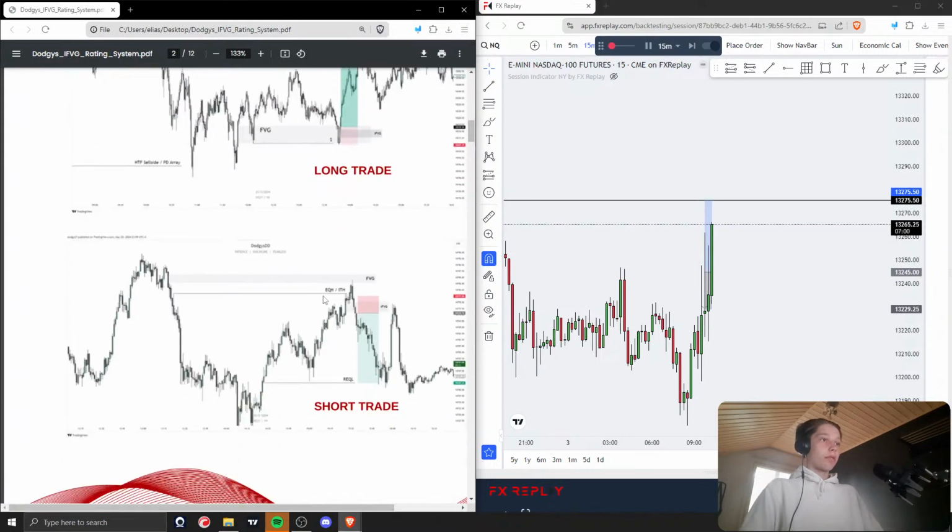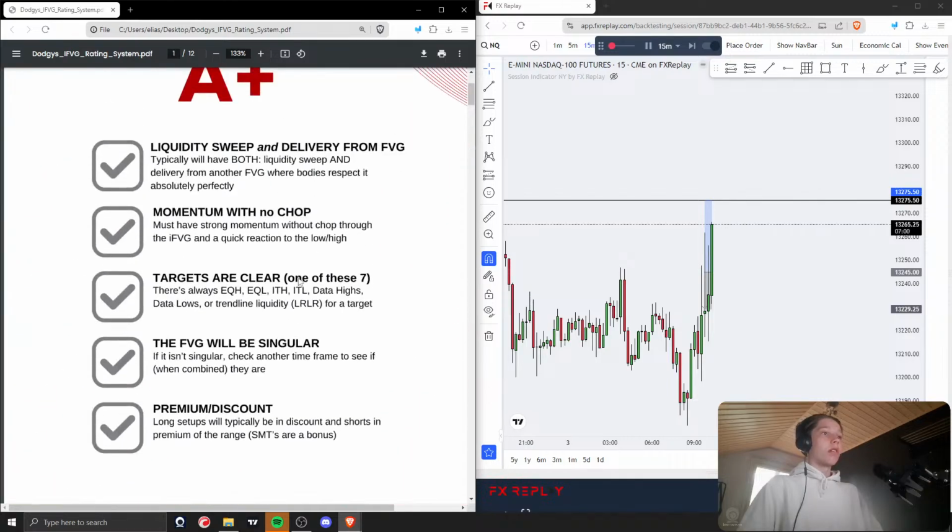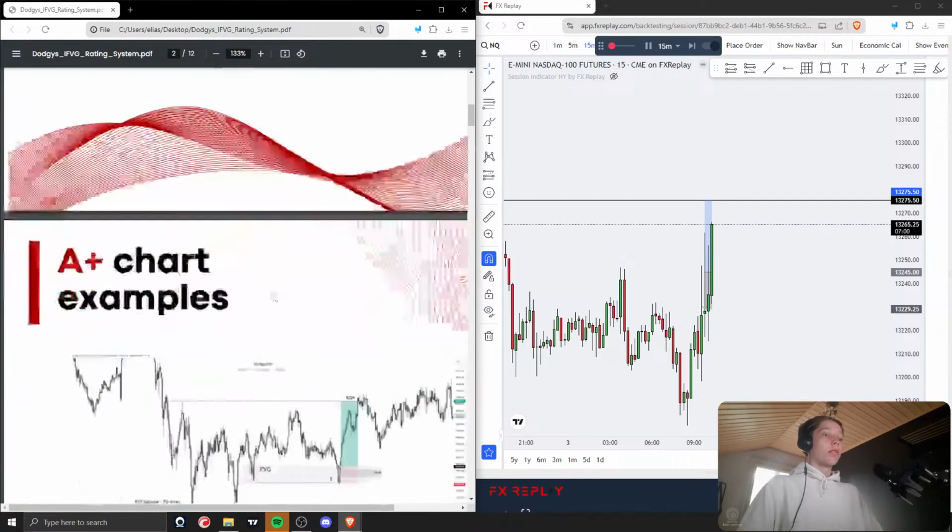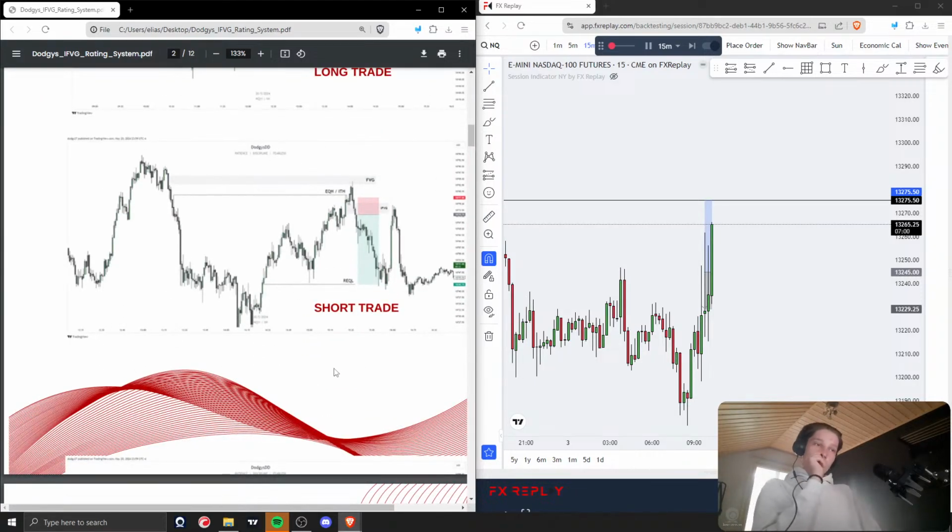Similar thing happened here to the downside. Equal highs, internal highs swept. We go to the downside, create an iFVG with that one singular fair value gap. Remember that. And there you got equal lows. So yeah, equal lows and target.